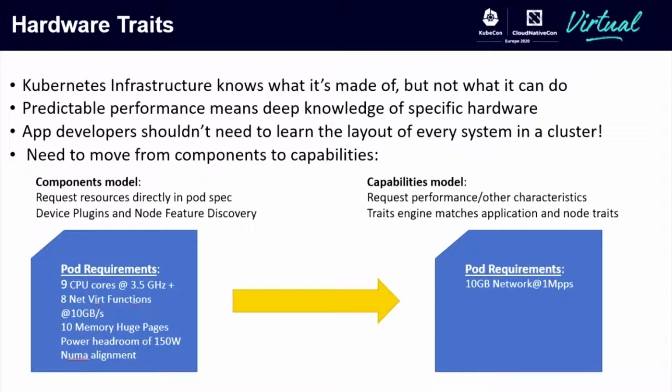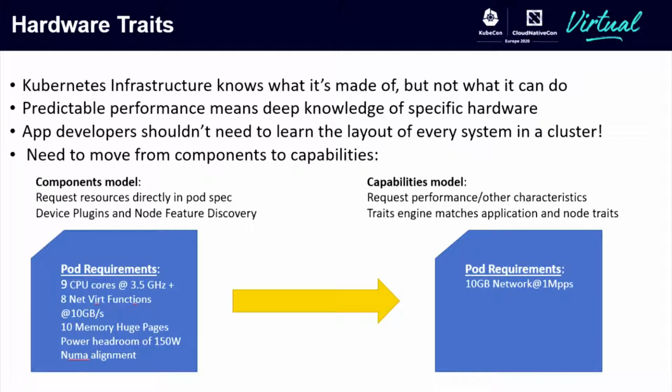So I'm mostly talking about packet processing workloads. They have intense performance characteristics. Configs get really complicated as a result, and this can be really, really hard to manage. So here on the left-hand side at the bottom under pod requirements, there's just a model spec for resource requests. There's a load of different resources in there: CPUs, virtual functions, specific speeds, specific power headroom needed, and there's NUMA alignment needed as well, something Kubernetes just can't do right now, even though it has massive performance impact.